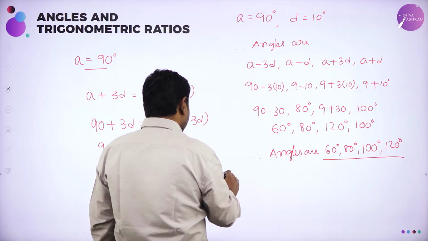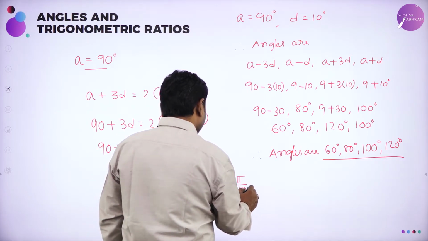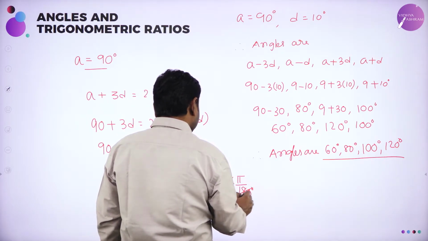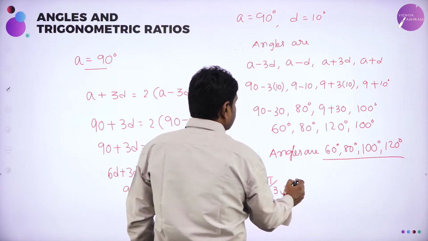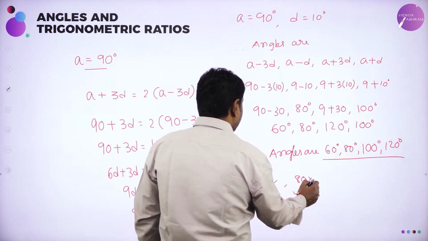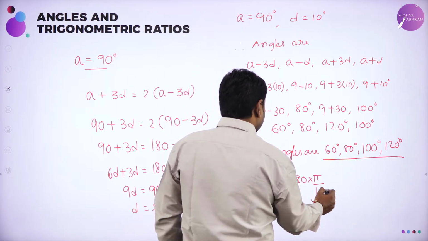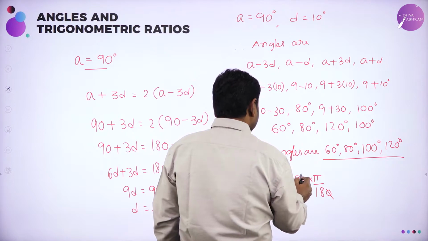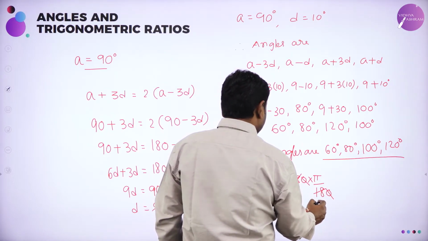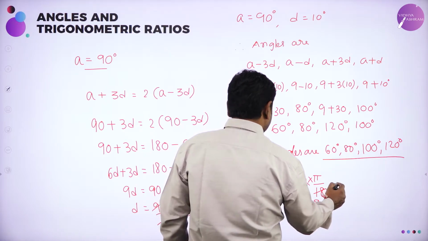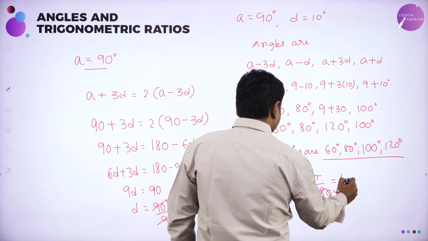60 degrees into pi by 180, if you do 60 ones are 60, 3s are 180, it will be pi by 3. And 80 degrees into pi by 180, if you do, so 0, 0 cancels, and 2 4s are 8 and 2 9s are 18, it will be 4 pi by 9.